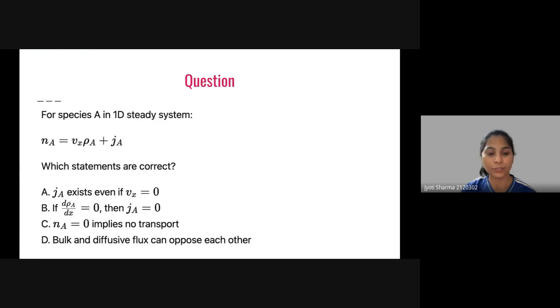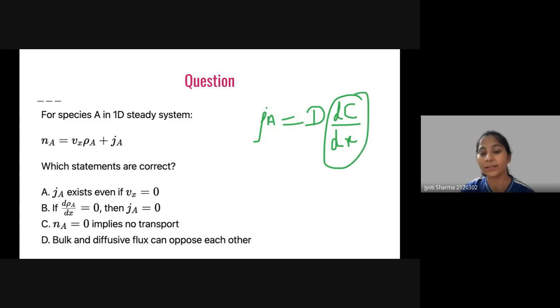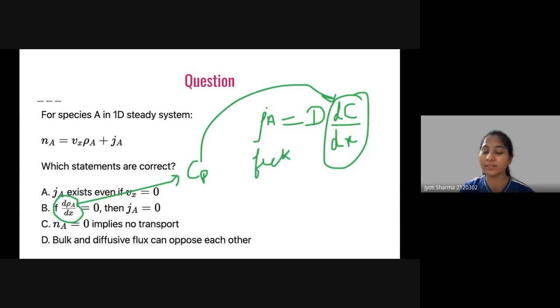So in the next question also, what you will learn is that your Ja term, that is the diffusion, is dependent on your diffusion coefficient, that is D, and dC by dx. So this is your diffusion term, your concentration gradient. What we are saying is that it should be your chemical potential, but we are approximating this chemical potential with your concentration gradient in Fick's law. Fick's law is the simpler form, right? This is just the approximation. So in Fick's law, diffusion is directly proportional to your concentration gradient.